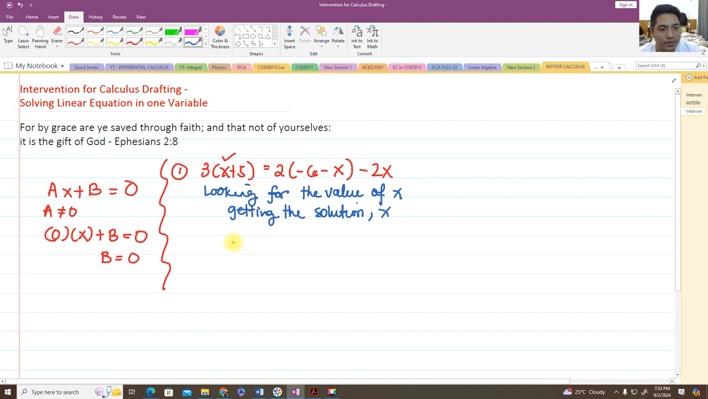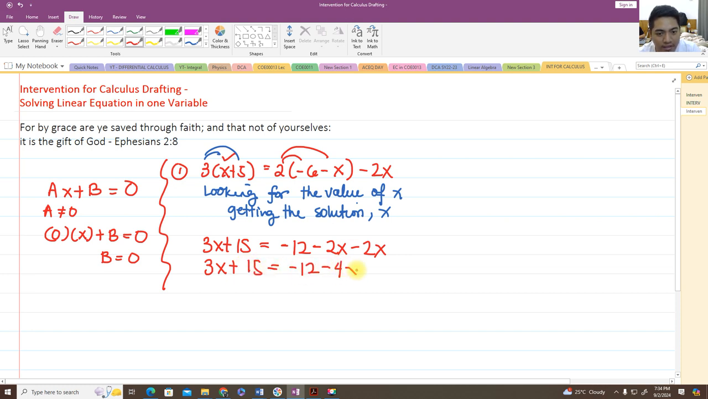So let's try to solve. So this will be distributive. So you have 3x plus 15 equals distributive also. So you have negative 12, 2 times negative 6 is negative 12. And then you have negative 2x minus 2x. Okay, so combining like terms, simplifying, you have negative 12 minus 4x.